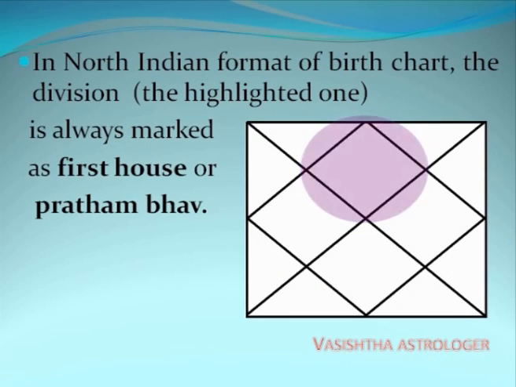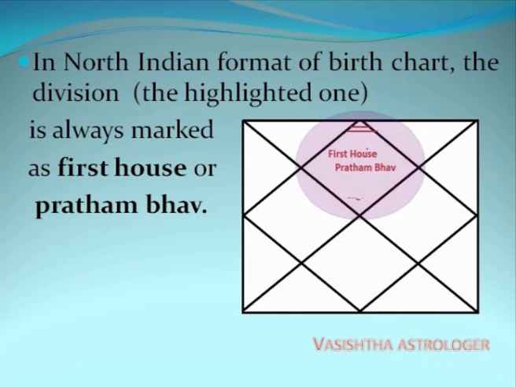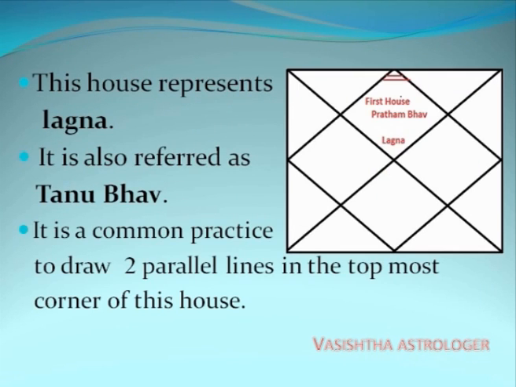In North Indian format of birth chart, the division, the highlighted one, is always marked as first house or Pratham Bhav. We already know that first house also represents Lagna or ascendant. It is also referred as Tanu Bhav. It is a common practice to draw two parallel lines in the topmost corner of this house. This practice of drawing two parallel lines is followed so that one can easily notice the Lagna or ascendant in a birth chart.